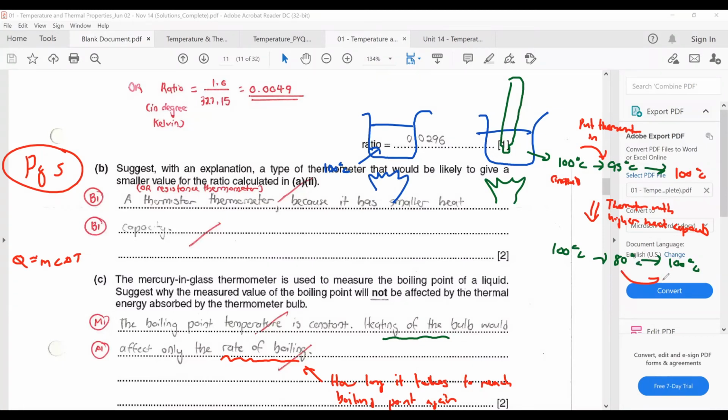This one, longer time to reach boiling point again. That's all there is to it. Alright? That's why the answer is like that. So this one is fine, then I'll just move on.